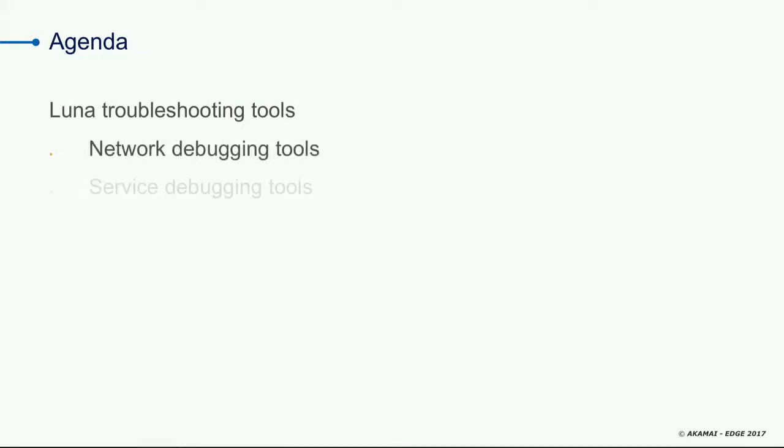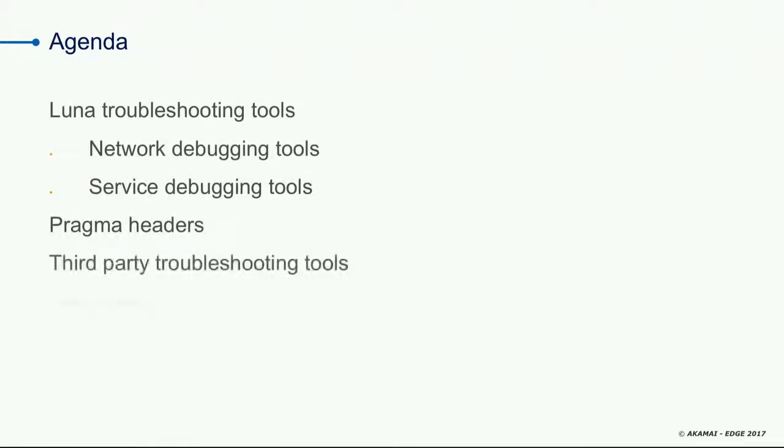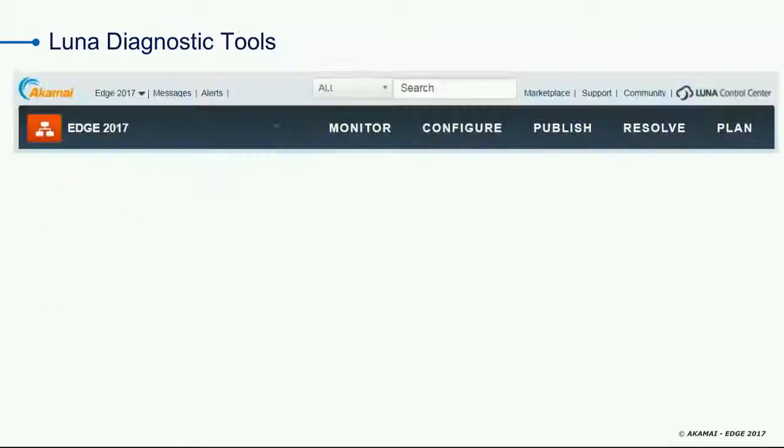So we are going to start with the Luna troubleshooting tools that you all have access to. In that, we'll be covering the network debugging tools and the service debugging tools, and this is specific to web application issues. Then we'll talk about the Akamai Pragma headers and how important they are. We'll then talk about a few third-party troubleshooting tools which are at your disposal, and you can surely use them as well. We'll then cover a few use cases where you can go ahead and use these tools that you have.